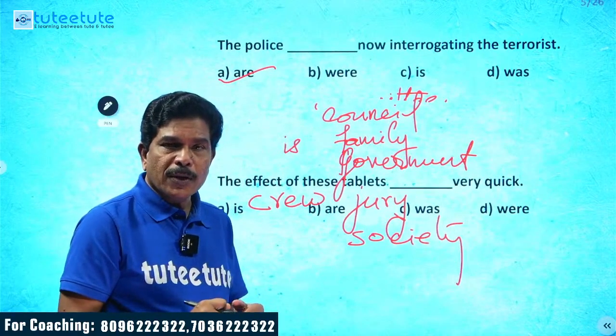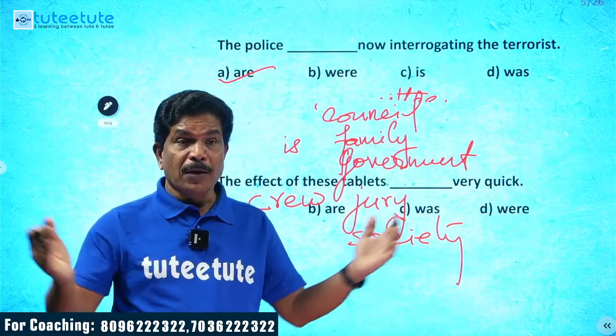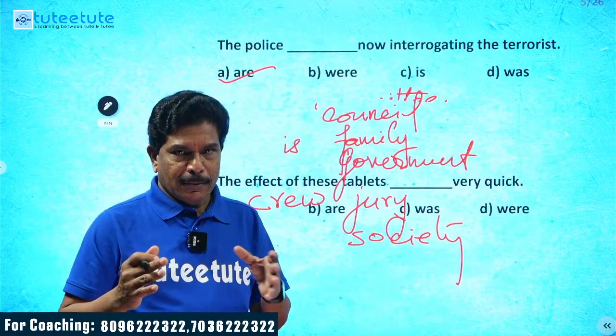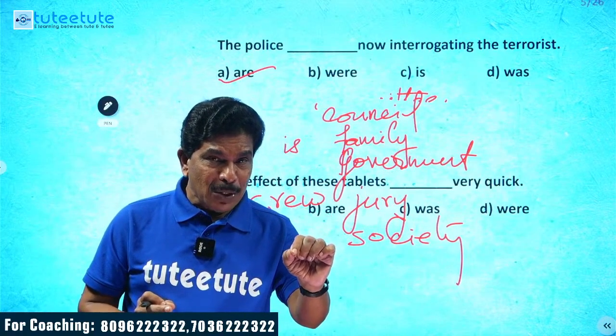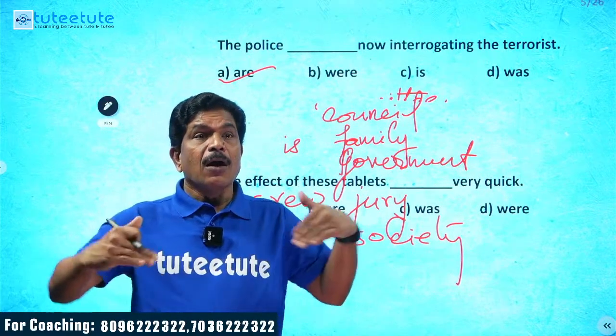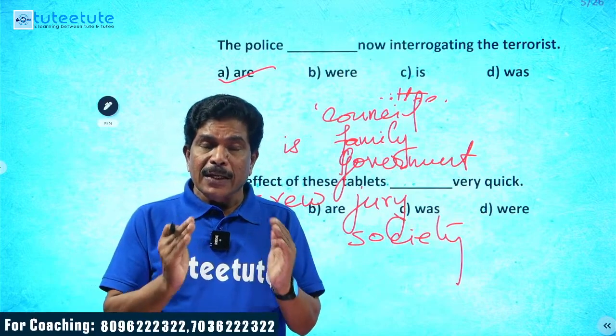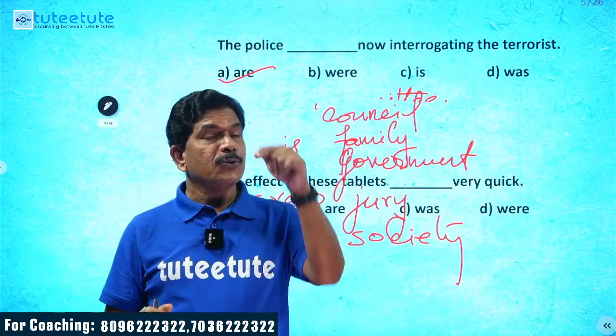Society is sometimes singular, sometimes plural. Then parliament. Parliament consists of many elected members. When you mention the elected members in the parliament, it is plural. The parliament are discussing a very serious issue. The parliament are. Then you say are.